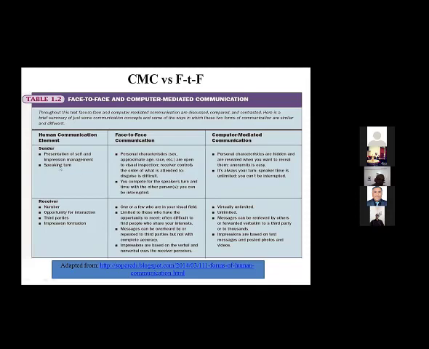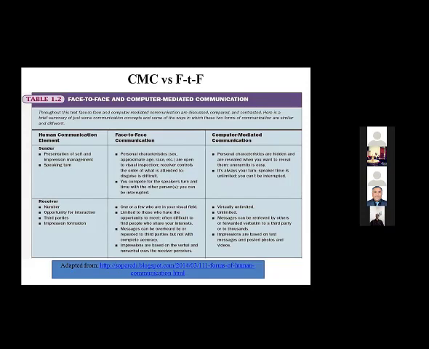So when it comes to speaking terms, in face-to-face, the learner sometimes competes for the speaker's turn and time with the other person. You can be interrupted also in face-to-face, which means interruption is possible. But in CMC, it is always your turn.